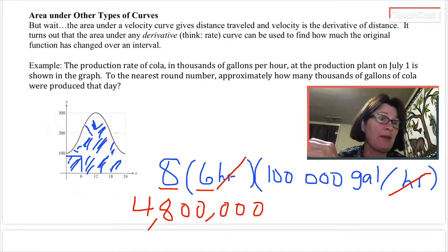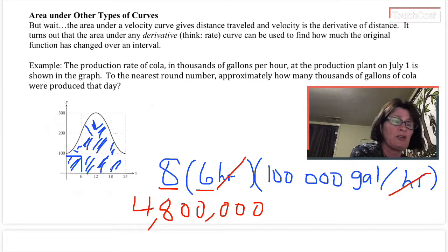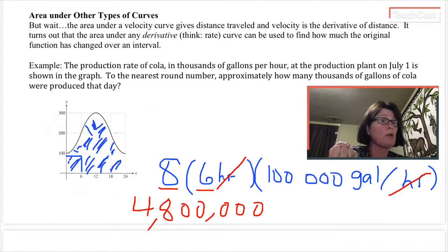The big idea there: no matter how you get your approximation, it wasn't specified how to get my approximation here. That would never happen on the AP test. They're going to tell you what kind of approximation to use. But just this fact that I cared to find the area under a different kind of curve. That wasn't a velocity curve, so the answer is not distance traveled, but the area under the cola production rate curve gives the amount of cola produced.